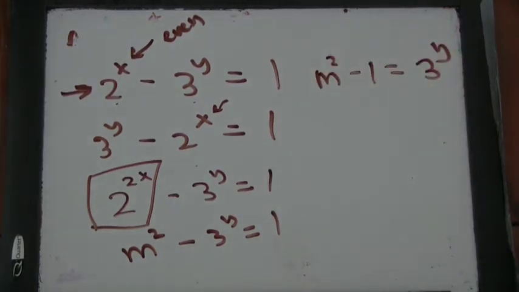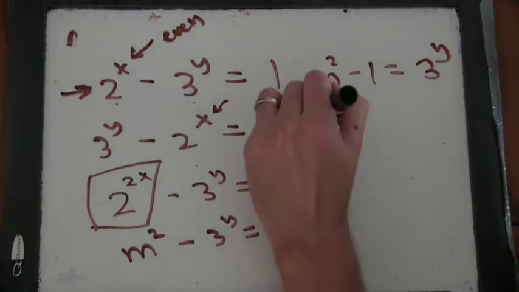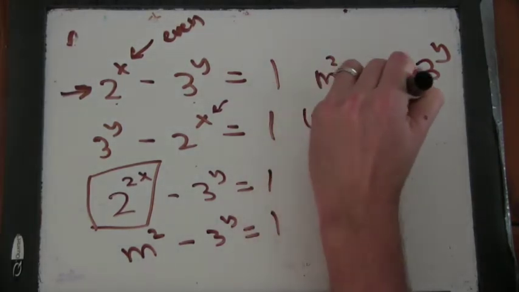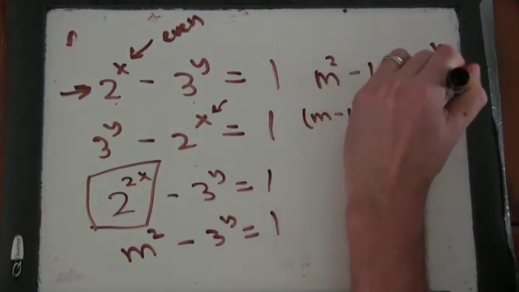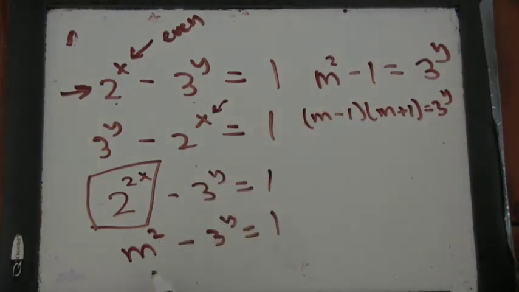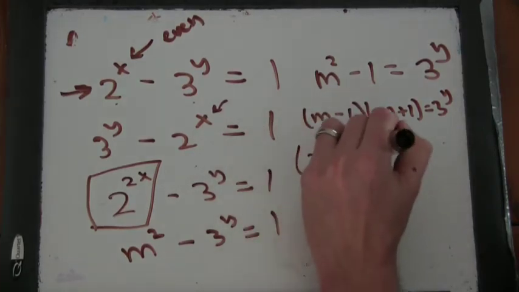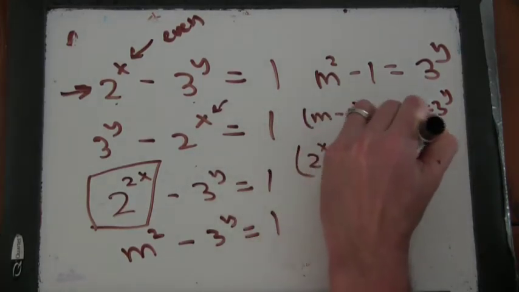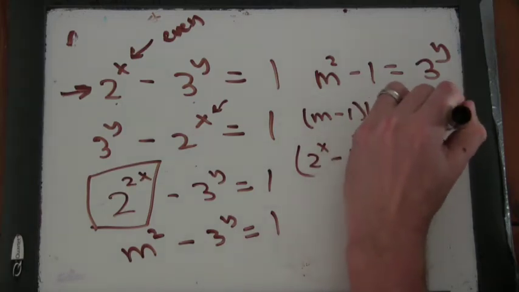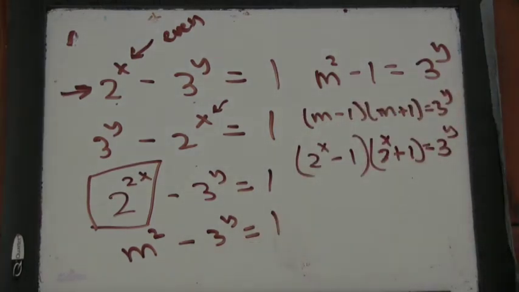And what can I do now? That means we can do difference of squares and say m minus 1 times m plus 1 is 3 to the y. So this is 2 to the x minus 1, the power of 2 minus 1, times the power of 2 plus 1, is 3 to the y.